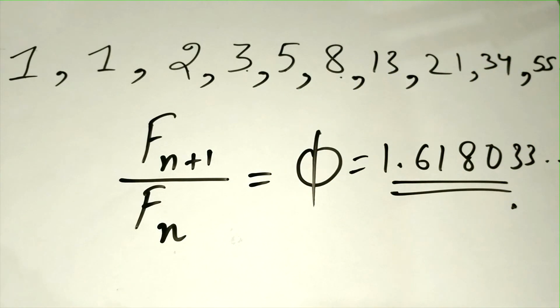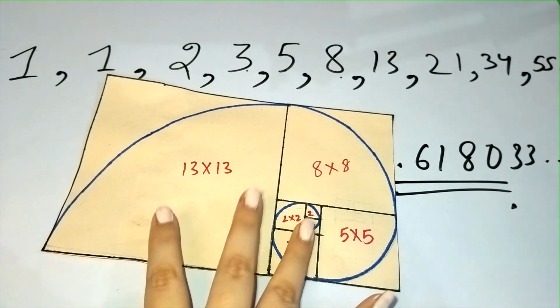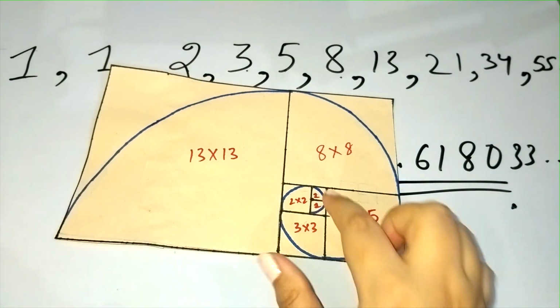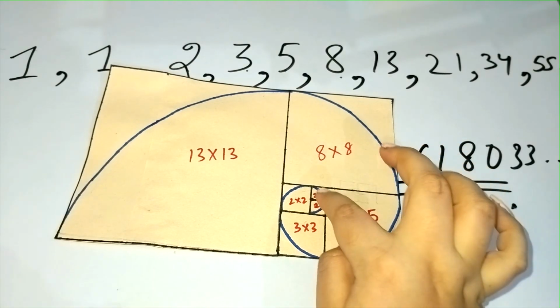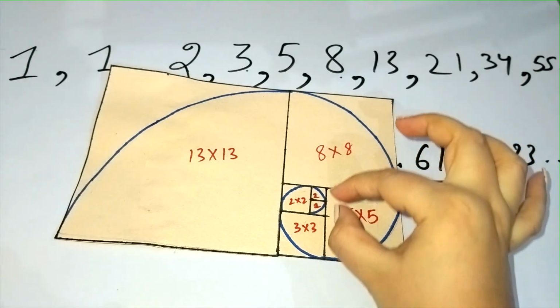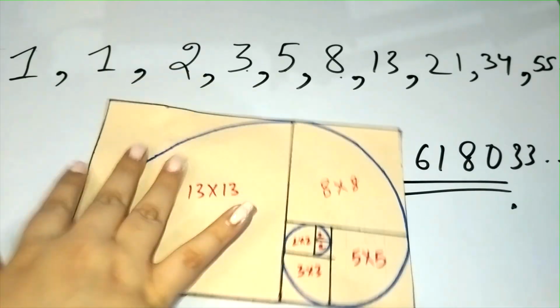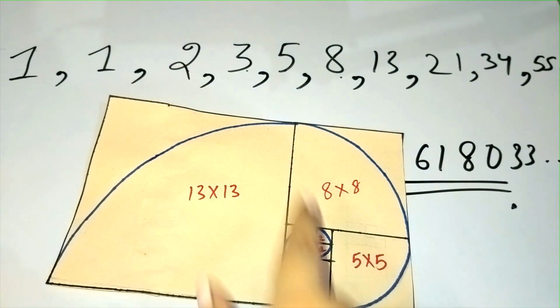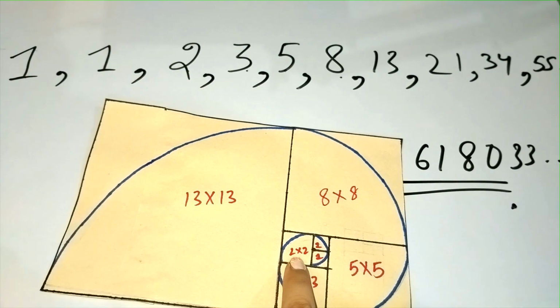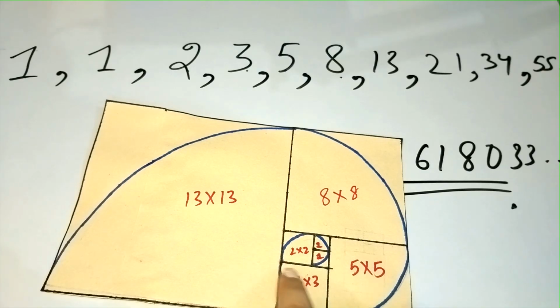So if we do this, we'll get something like this. See, I arranged 1 into 1. This is a 1 into 1 square, and another 1 into 1, so there are two 1 numbers. Then the next Fibonacci number is 2, so I made a 2 into 2 square and arranged it here.